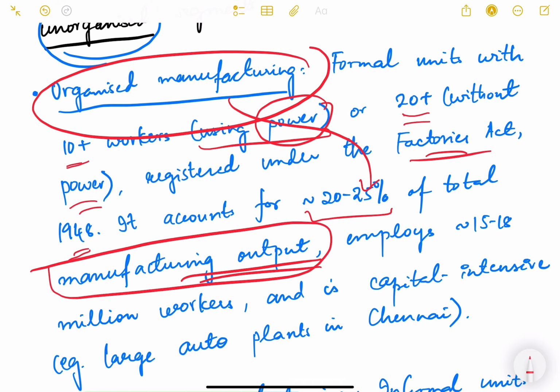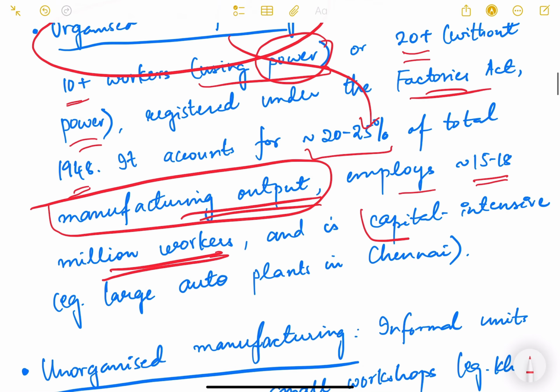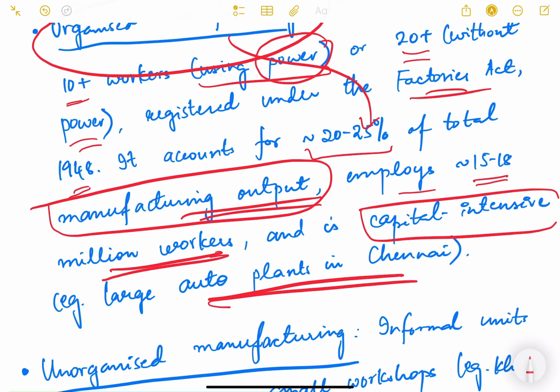manufacturing output. It employs about 15 to 18 million workers and is capital intensive, meaning there is more machinery than labor. Example, large auto plants in Chennai. So automobile sector, different electronics manufacturing, etc. So these are capital intensive, meaning they use more machinery than labor. So that is the meaning.